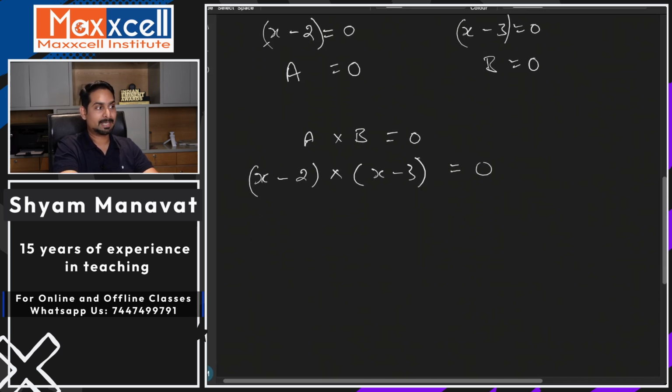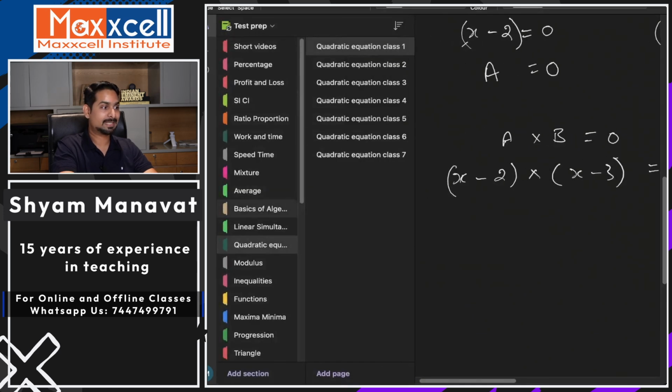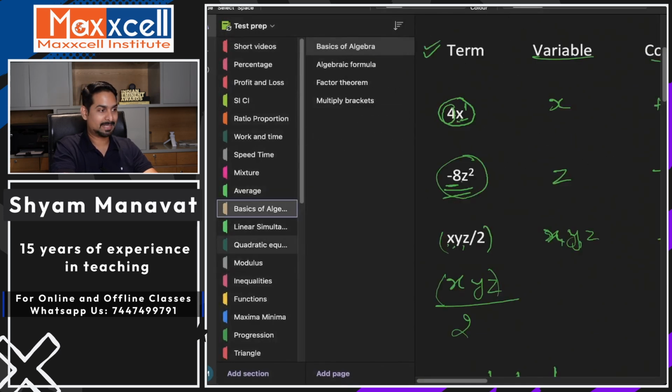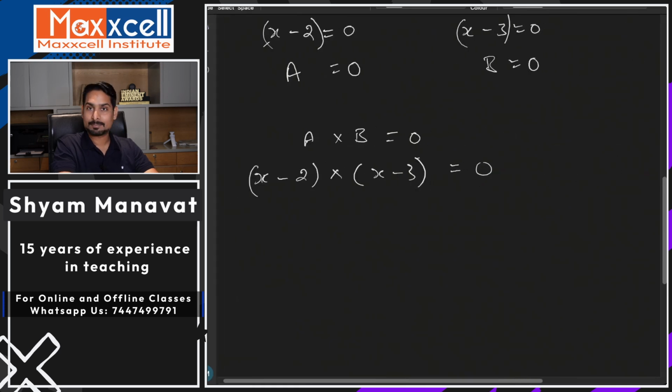So if you open the bracket, multiplication of brackets, we have learned that in the basics of algebra chapter. How do you multiply two brackets? Should I use the shortcut that we have used in the basics of algebra? Yes, I can. So I have the square term, which will be only x square. The x to the power 1 term will come from x into minus 3, that's minus 3x, and minus 2 into x, that is minus 2x. So minus 3x minus 2x will get you minus 5x.